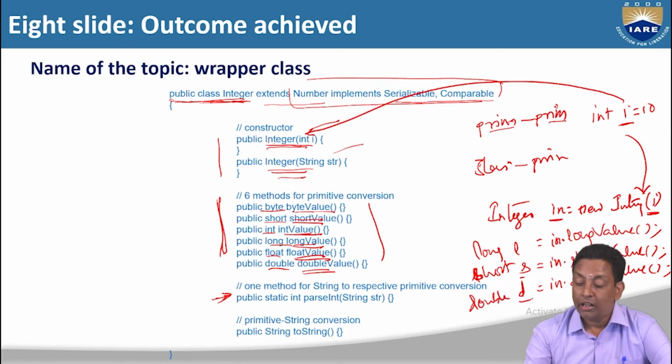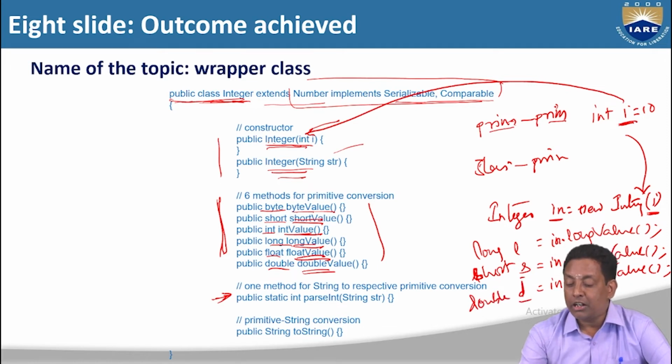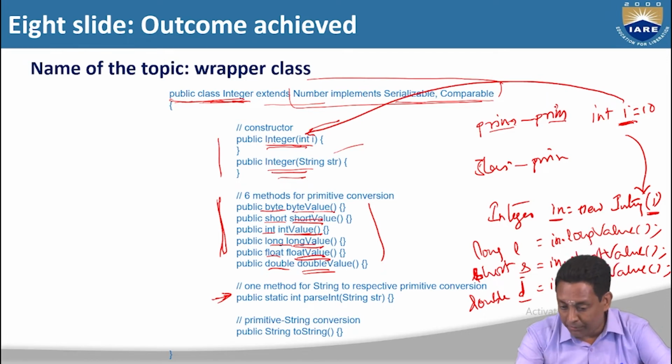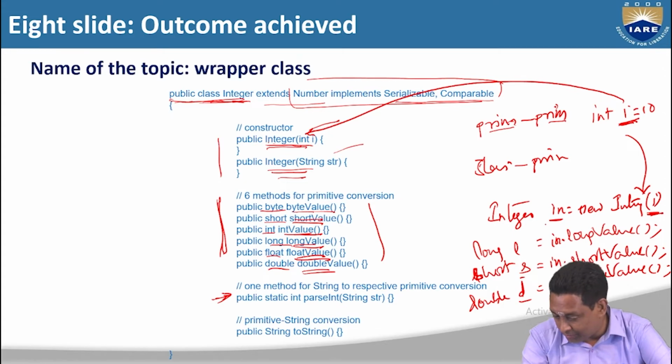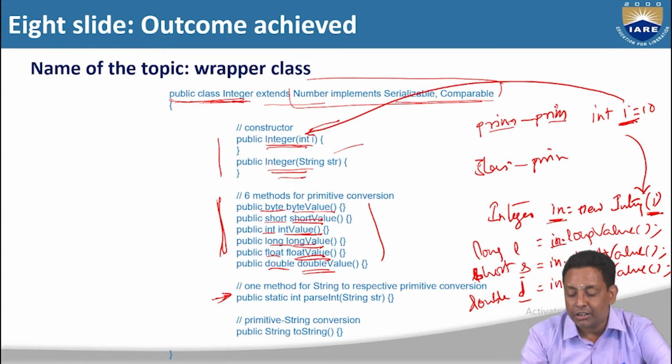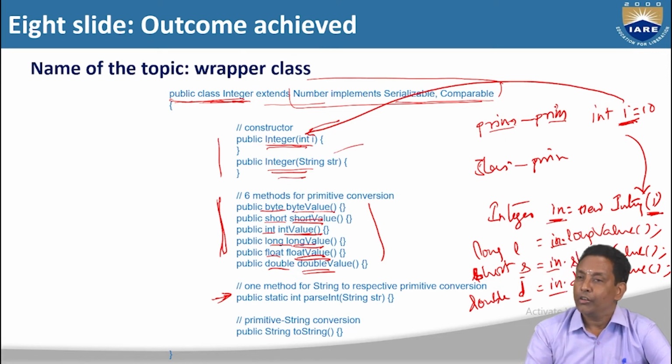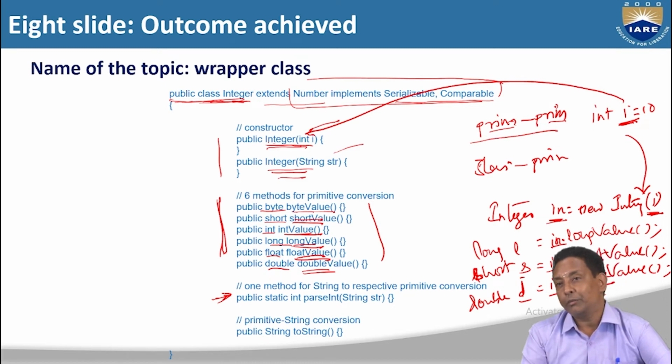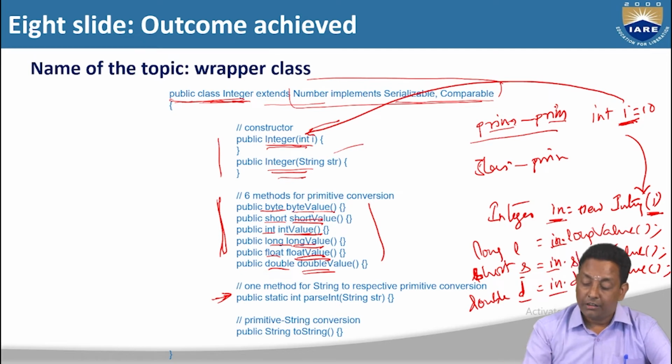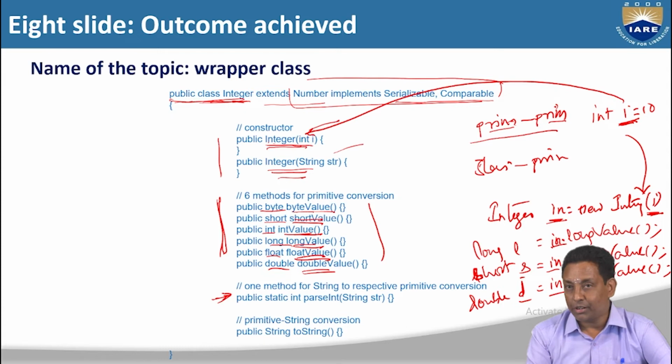Just store the primitive int into the Integer class constructor. This is what is called wrapping. Wrapping the primitive int into Integer so that an Integer object is created. Using the Integer object dot longValue, shortValue, doubleValue, floatValue, you can call these methods so that one primitive to another primitive conversion can happen. So this is one purpose of the wrapper class. I hope this is clear. Primitive to primitive conversion is clear.